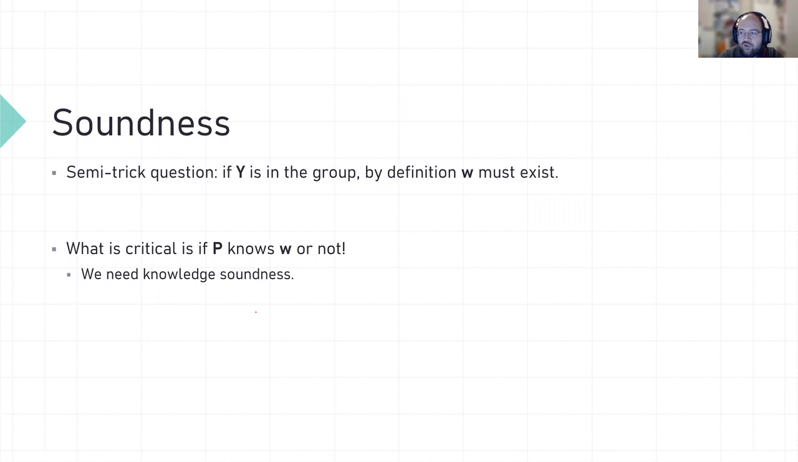Soundness in Schnorr's protocol is actually almost always true. So we said that G is a generator of the group, which means that if Y is in the group, G will generate it. So there is some power where we can raise G to produce Y. What we really want to know is not if G generates Y or not. It's if the prover knows what that value is. So if Y is in the group, this W we're talking about must exist. The question is, does the prover know it? So for that, we don't care about soundness, we need knowledge soundness.